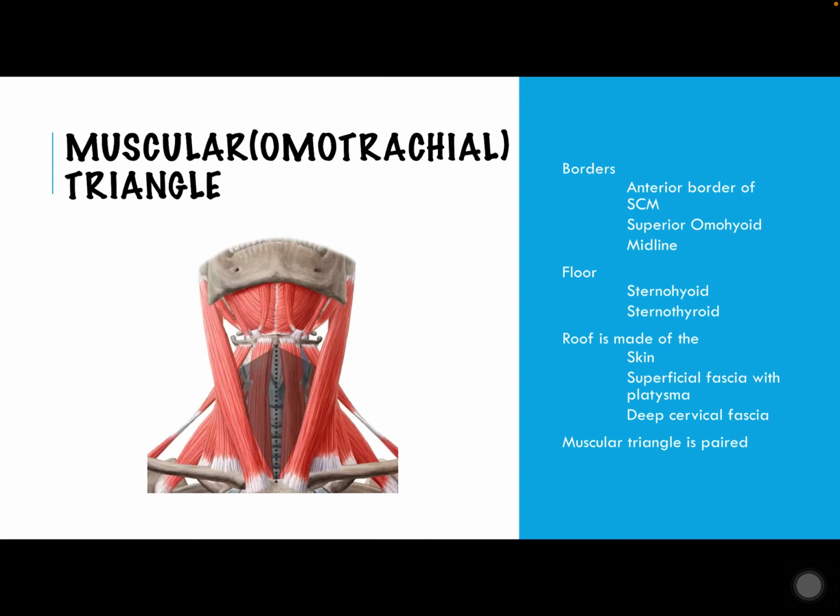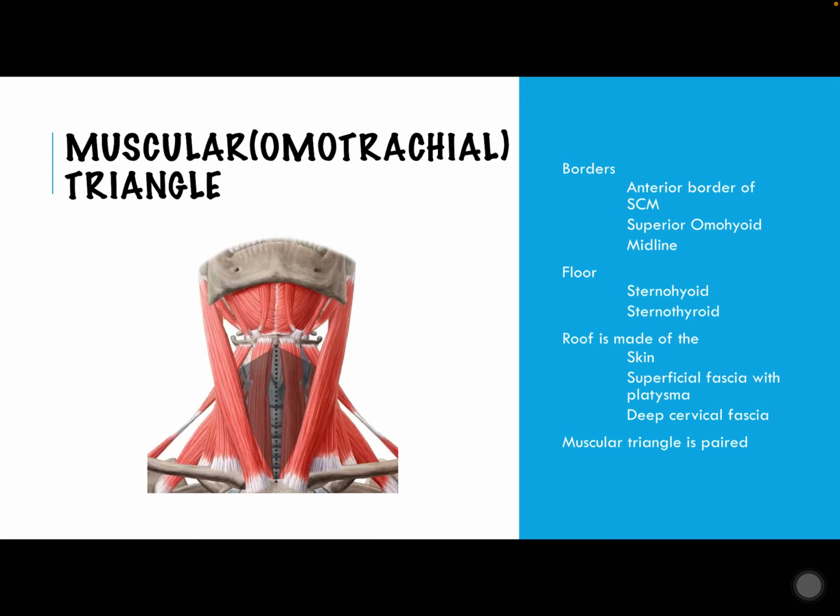The last of the important triangles in the anterior triangle is the muscular triangle. It is also called the omotracheal triangle. It is bordered anteriorly by the midline, posteriorly by the anterior border of the sternocleidomastoid muscle, and superiorly by the omohyoid muscle. The midline divides this triangle into two parts, so the midline is a common base between these two triangles. The floor of the triangle is made by the sternohyoid and sternothyroid muscles. The roof is made by skin, superficial fascia with platysma, and deep cervical fascia.